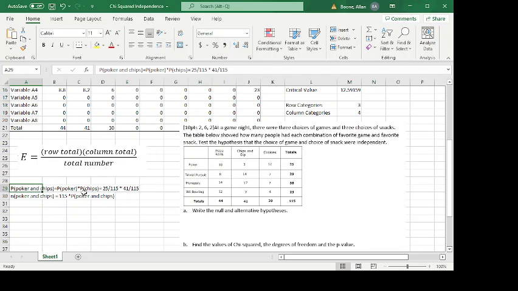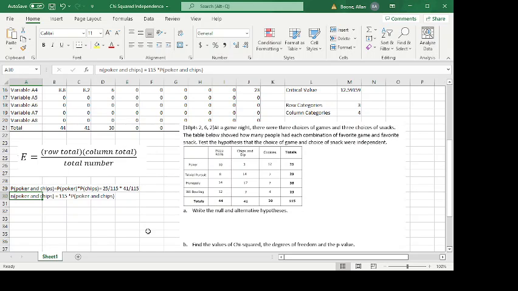If you did that, you'd get 25 over 115, that's the chance of poker, times 41 over 115, that's the chance of chips and dip. If you ask what's the number of people who have both poker and chips and dip, you just take that probability and multiply it by 115. Notice in doing so, you cancel one of the 115s, and you get the row total, 25, times the column total, 21, and then divided by 1 copy of the total total. And so that's why that works.